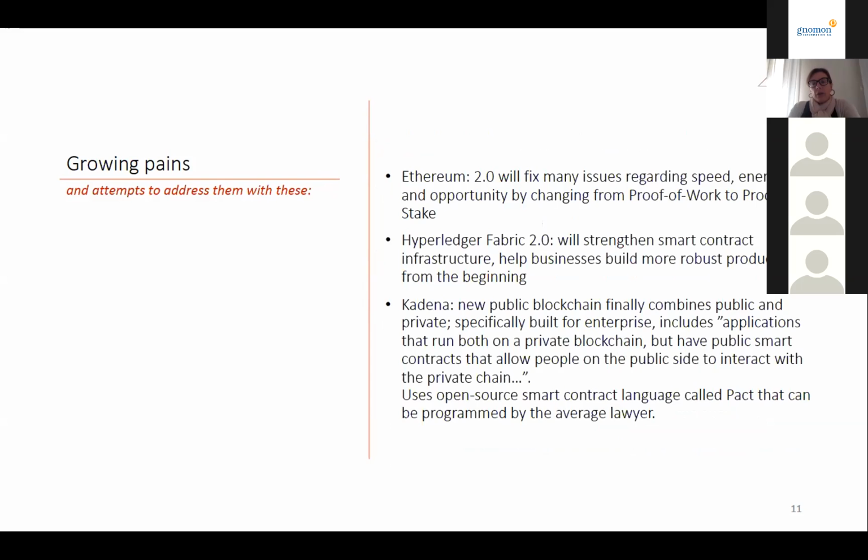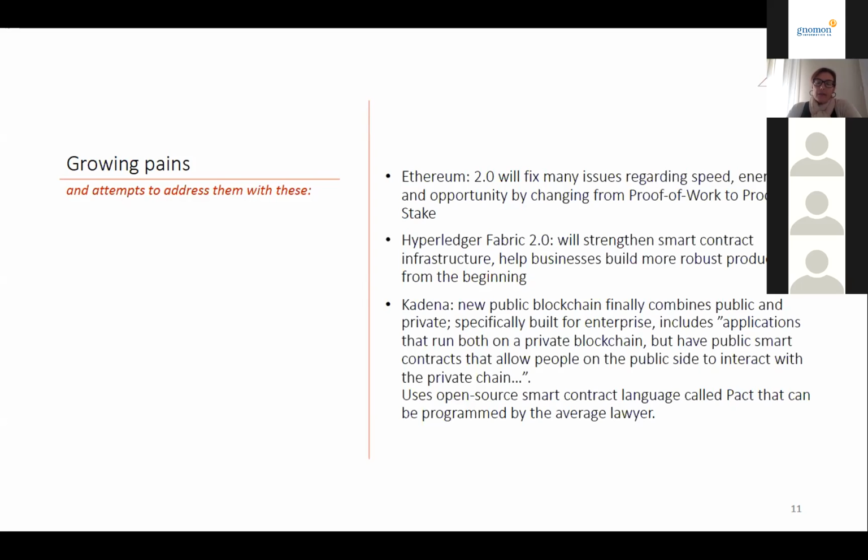model, they're going to fix a lot of the issues regarding the speed, the energy, the opportunity. Obviously transactions will happen much faster. It will consume far less energy, and there's an opportunity. It'll sort of democratize it a lot more, because many more people will be able to participate in the generation process. Hyperledger Fabric 2.0 is coming out. That's going to be a much more robust product.